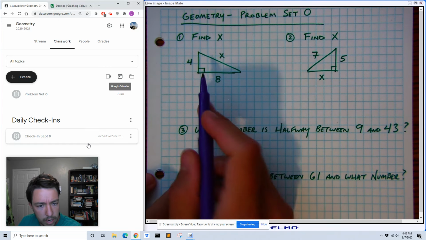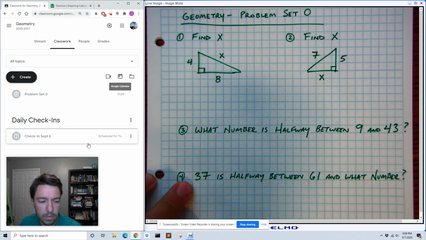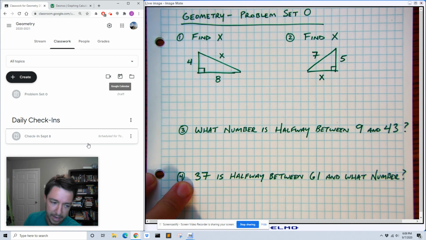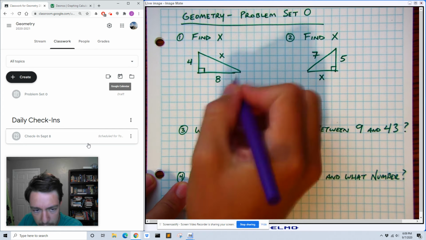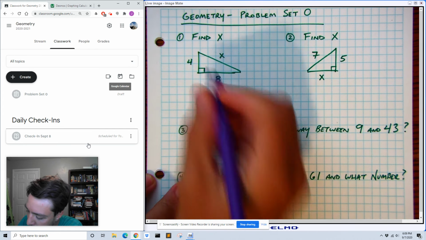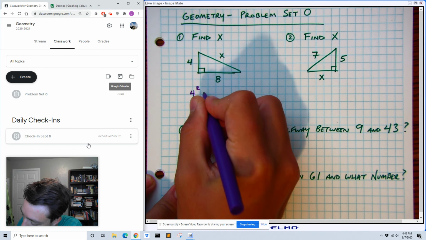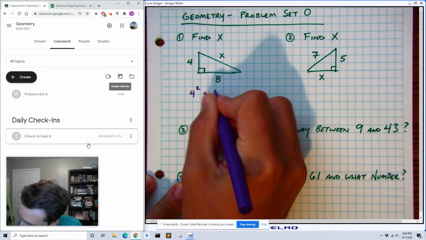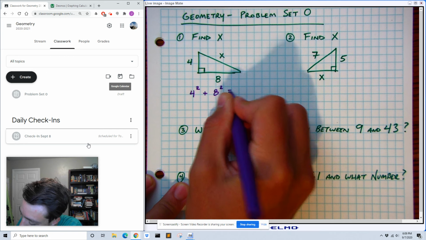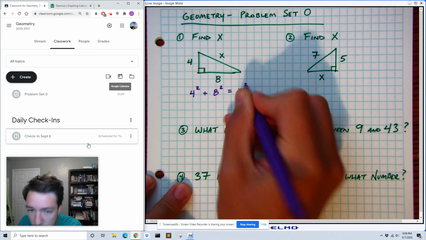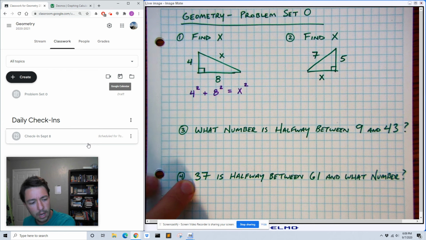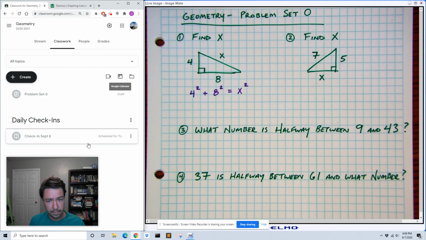Okay, so here you go. Here's a triangle. Let's say I didn't know the Pythagorean theorem and I just spent a few minutes looking it up. It would have shown me that the formula here is short leg squared plus the other leg squared equals the hypotenuse squared.